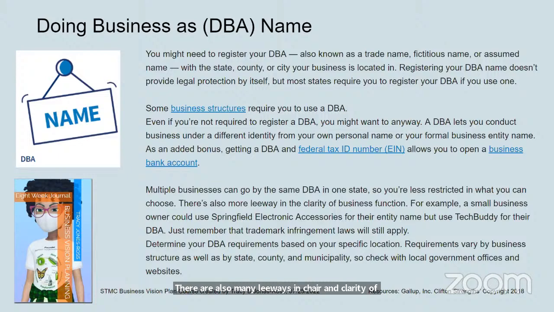For example, a small business owner could use, once again, Springfield Electronic Accessories for their entity name, but use TechBuddy for their doing business as. Just remember that trademark infringement law will still apply. Determine your DBA requirement based on your specific location. Requirements vary with business structure as well as by state, county, and municipality, sorry. So check with the local government office and their websites to find out about DBA.